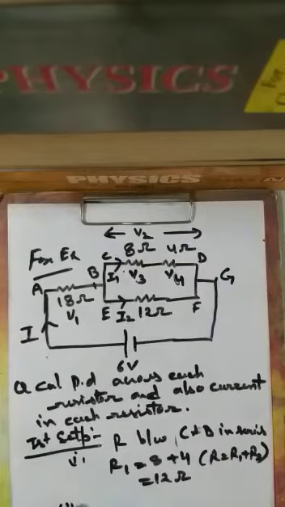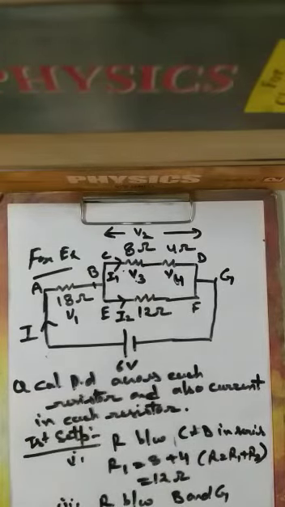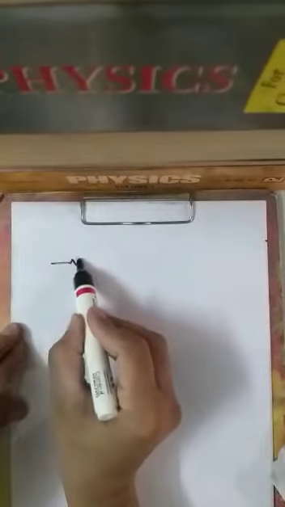Number 2, resistance between B and G. Now the diagram looks like that. This becomes 12, this becomes 12. Now the diagram became like that.